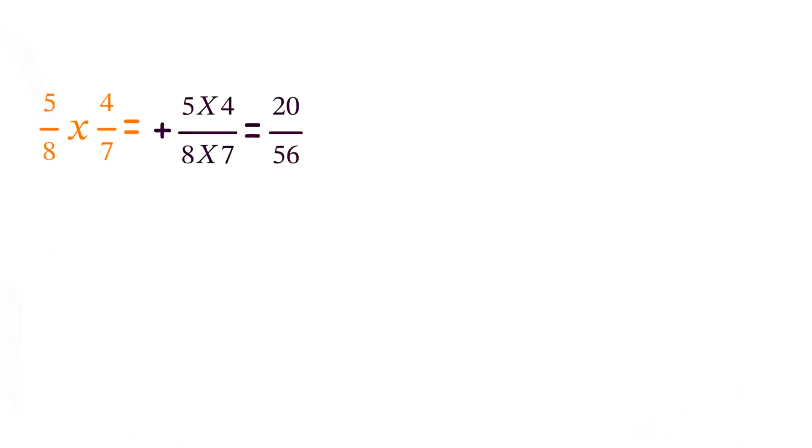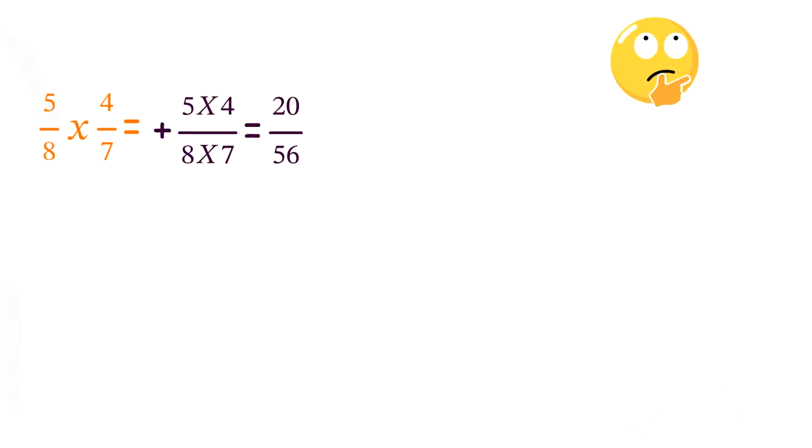Now I want to show something different. In this example, we multiply 5 over 8 and 4 over 7. Like the other examples, we will do the same steps. We get the answer 20 over 56. I want to ask a question. Think about your knowledge of fractions again. What do you notice about our answer?